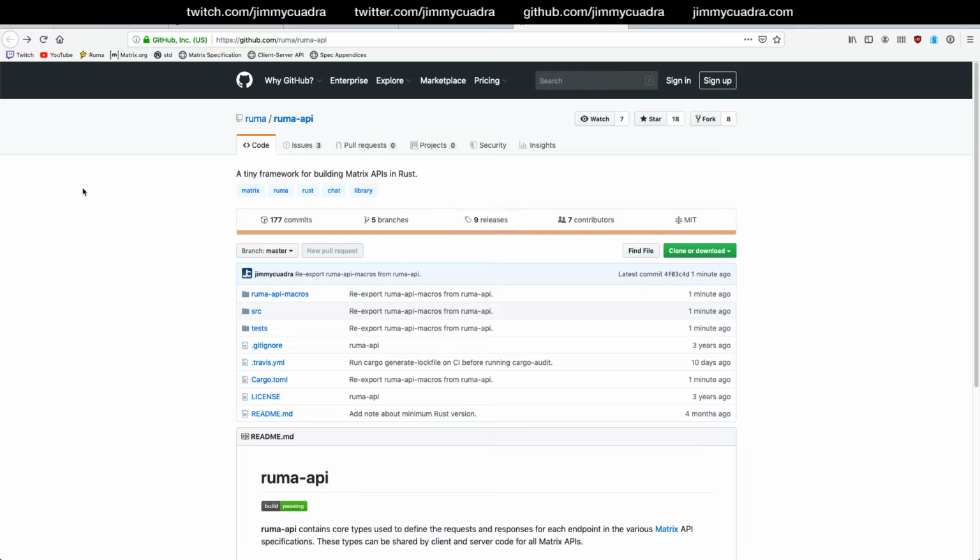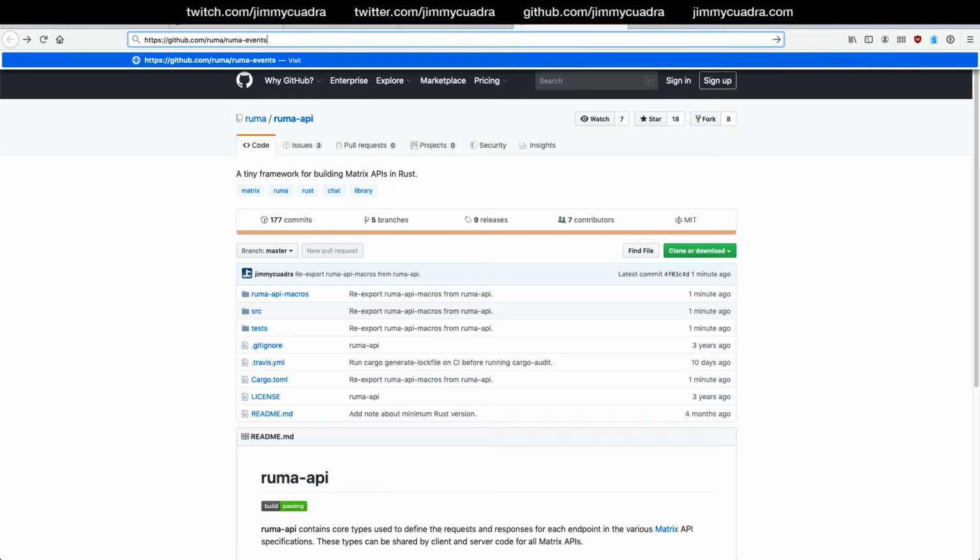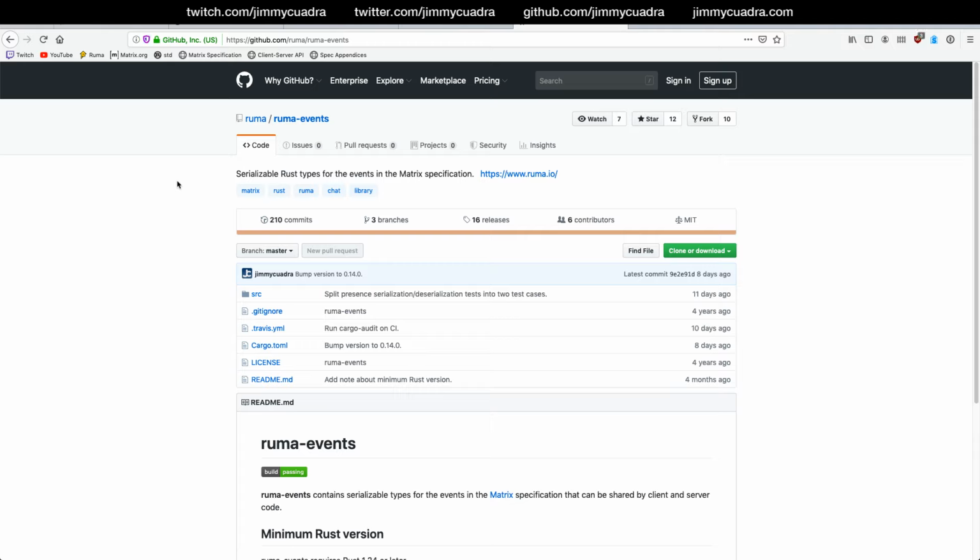On the next stream, I'm probably going to be working on Ruma events, because there's a problem that we discovered with the API that I recently released in Ruma events. Ruma events is another one of the Ruma libraries that contains all of the data types used by Matrix. So in Matrix, all of the data that's recorded, like messages and room joining and leaving, and all of the things that happen are represented as events.